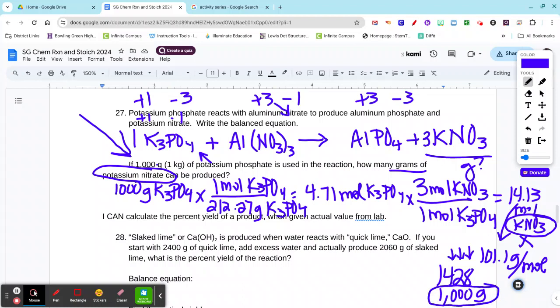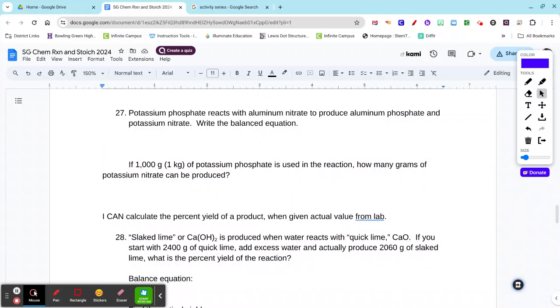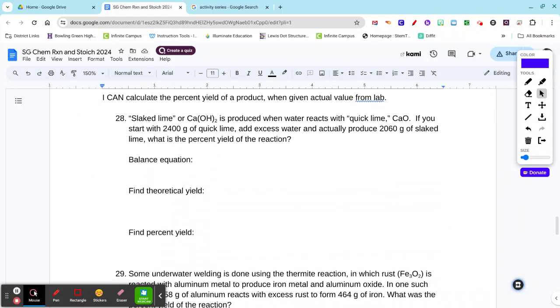I will tell you that I will give you plus or minus a digit. So if you put 1,400, so 2 sig figs here, that would be okay. Oh, or 1 sig fig. If you put 3 though, that's really too many. So I'll give you plus or minus a digit. All right, so that's that one. Okay, we're going to move on to the next one. So in this one, we're starting to talk about percent yield.